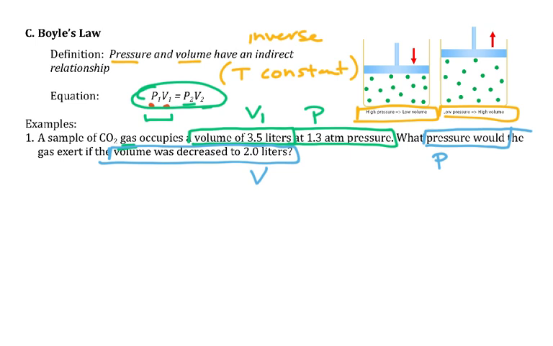So volume 1 is going to be 3.5 liters. And then the pressure that corresponds with that, pressure 1, is going to be 1.5 ATM.